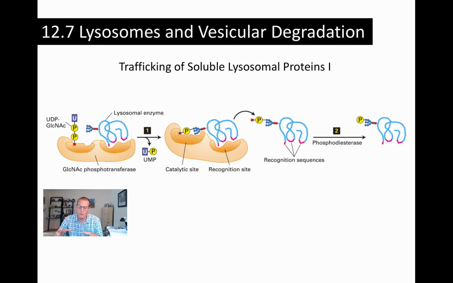The soluble part is the acid hydrolases, so they're inside the lumen, free floating. We're not talking about endosomal. We're not talking about lysosomal proteins in the membrane of the lysosome. Okay, so the trafficking of soluble lysosomal proteins is dependent on mannose 6-phosphate addition. So that's the addition of a phosphate to the 6-carbon of mannose, and that happens in the cis-Golgi network.